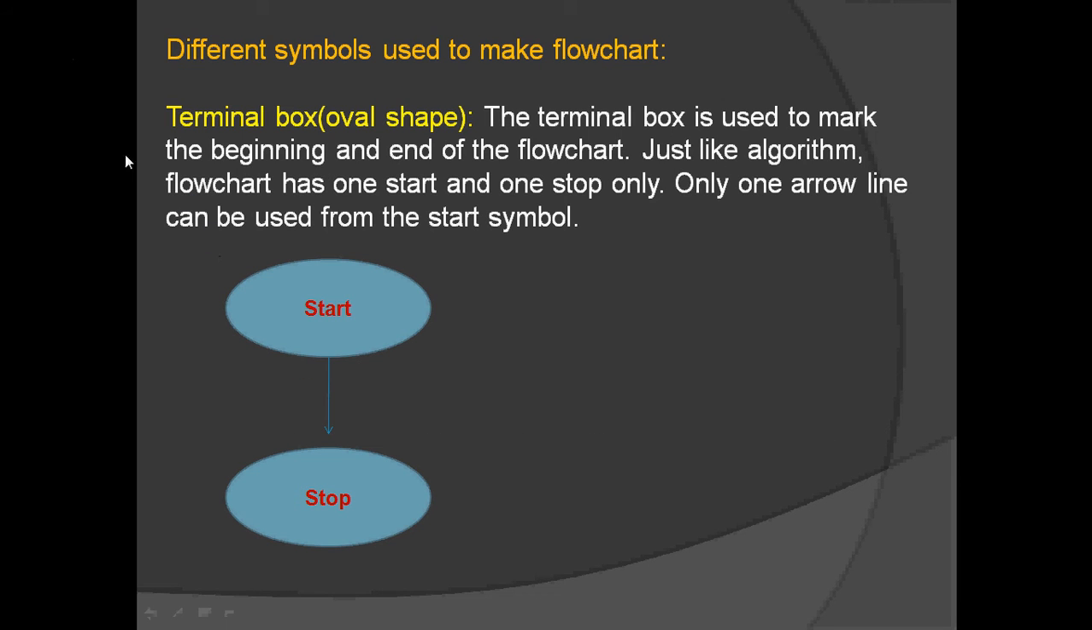Now, the different symbols that you use to make flowcharts. The first one is the terminal box or oval shape. This terminal box is used to mark the beginning and end of the flowchart. So just like algorithms, a flowchart has only one start and one stop, and only one arrow line can be used from the start symbol. So when you start the flowchart, only one arrow will start from the start symbol. You can see that this oval shape is used to represent the start of the program and the stopping of the program. Alright, so when you see this oval shape, it means that the program starts here and the program will stop here.